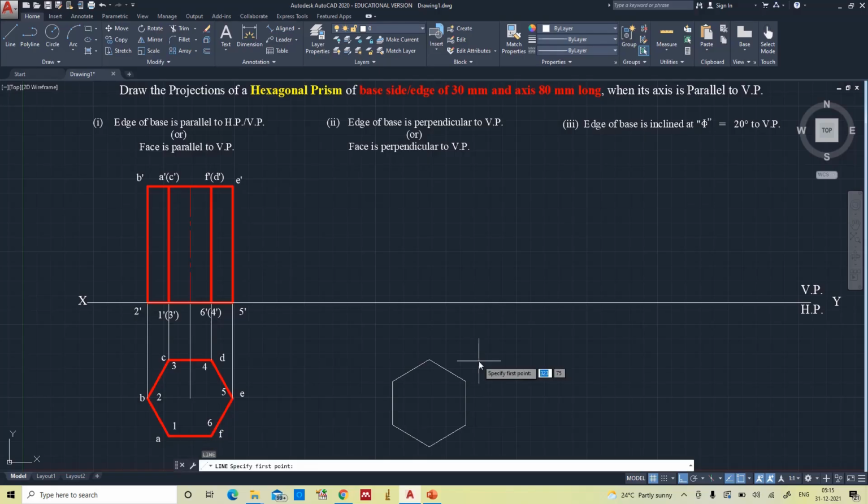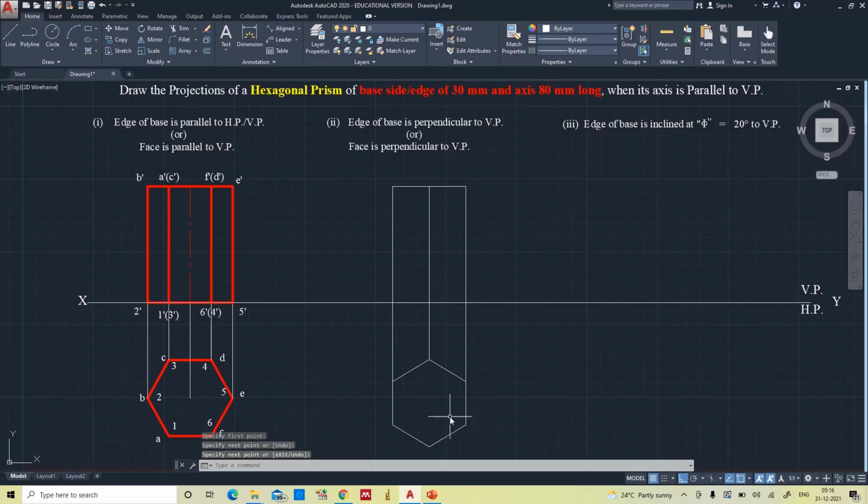Okay, now this is the axis, 80 mm, 80, 80, the upper base and the lower base. Okay, let us give the notations first.